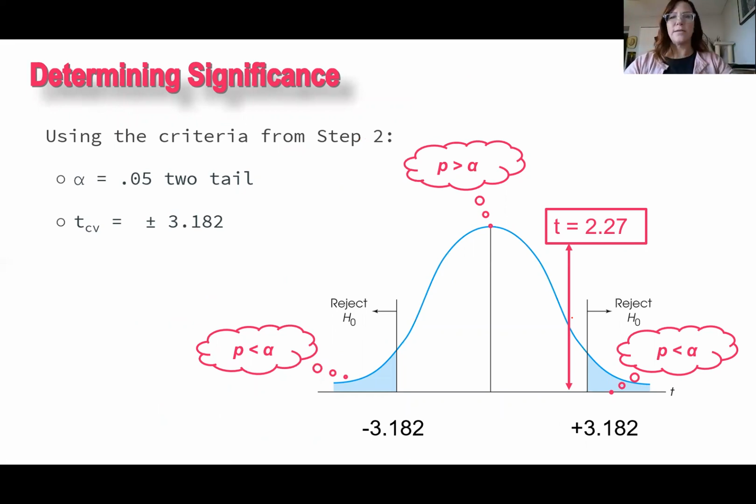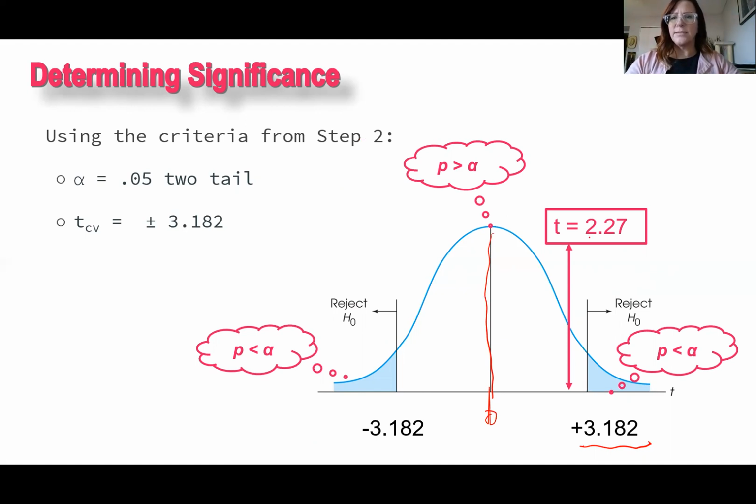So we're using that criteria, the critical value of -3.182 and +3.182. Remember, right down the middle ultimately is 0. So anything to the left is negative, anything to the right is positive. Our test statistic was 2.27, which fell to the right of 0, but it did not fall beyond our critical value. So we did not reject the null, we're retaining the null.